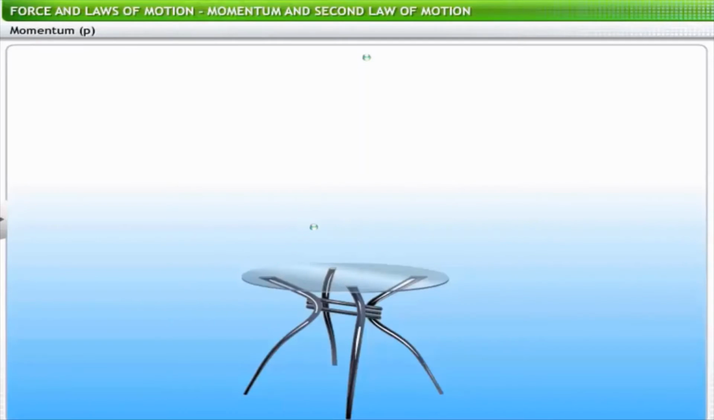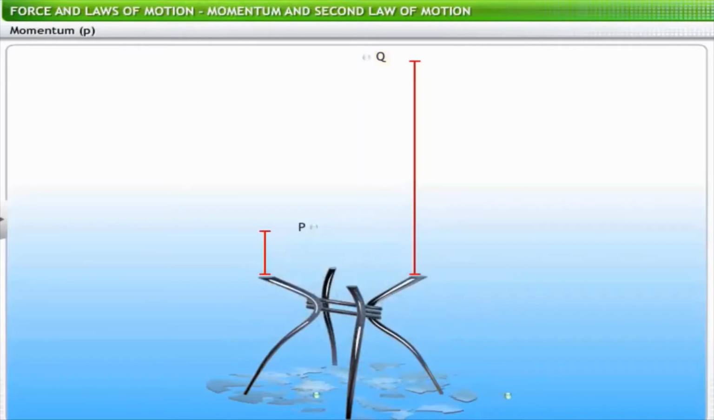Let's now look at another case where two identical marbles, say P and Q, are dropped onto a thin glass pane from different heights. First, we drop the marble P on a thin glass pane from a height of 1 meter. The marble P does not damage the glass pane. Now we drop another marble Q from a greater height. Wow! Dropped from a greater height, even this small marble has shattered the glass pane.